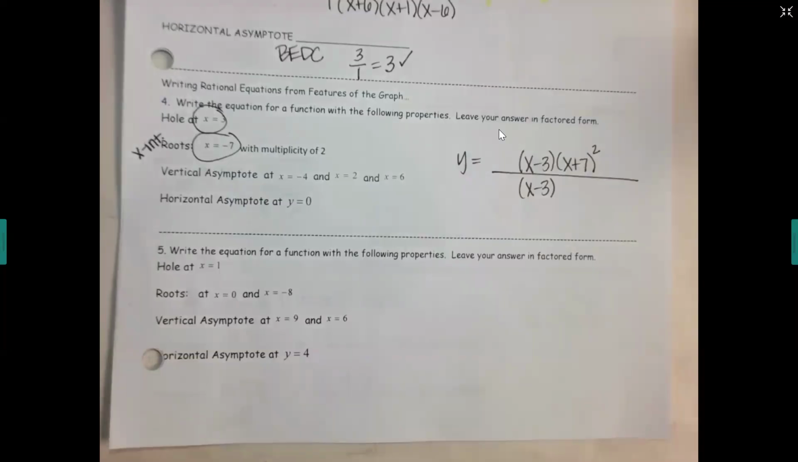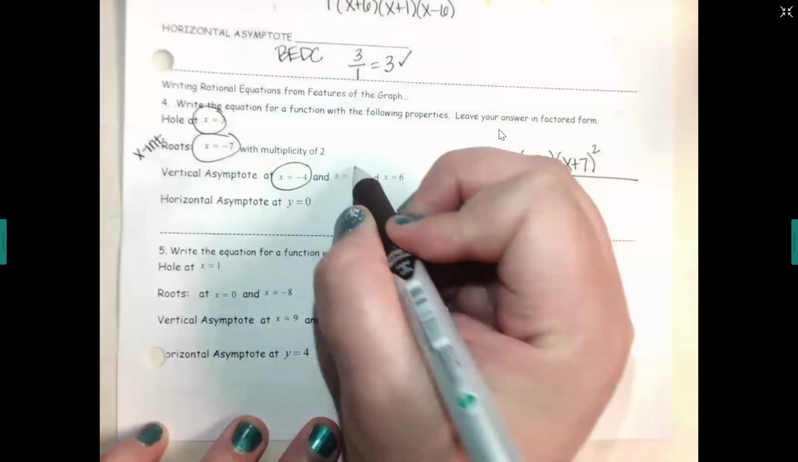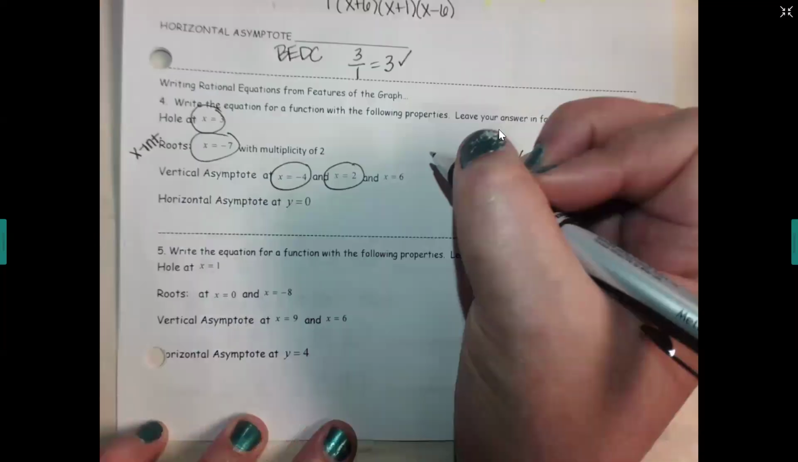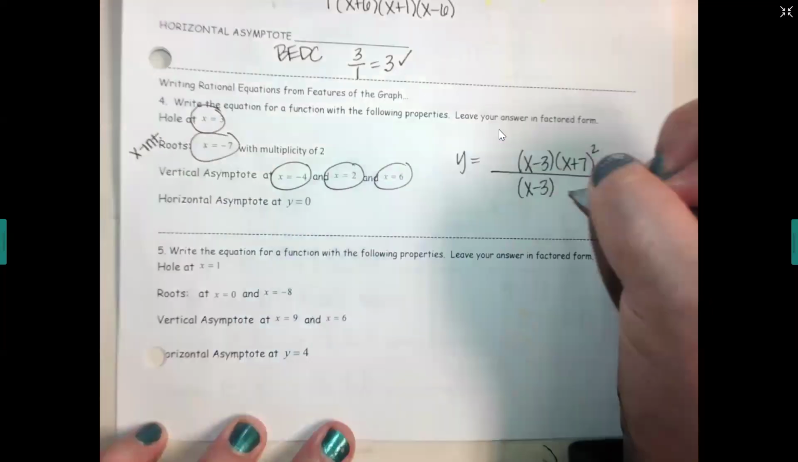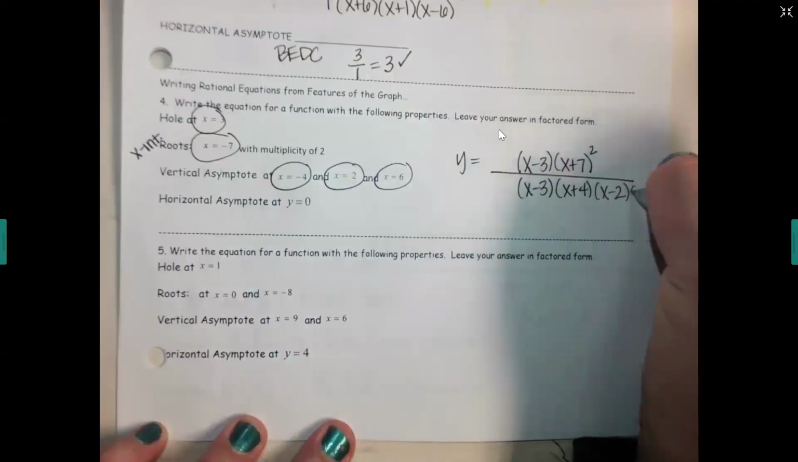Vertical asymptotes, where do those go, top or bottom? On bottom. So if I want one at -4, 2, and 6, I'll put x plus 4, x minus 2, x minus 6.